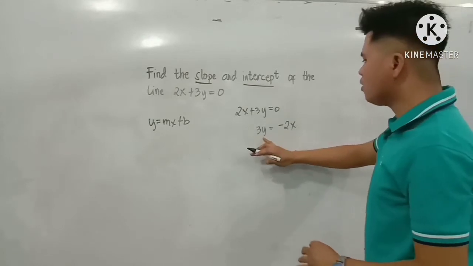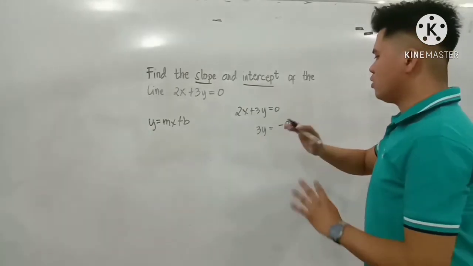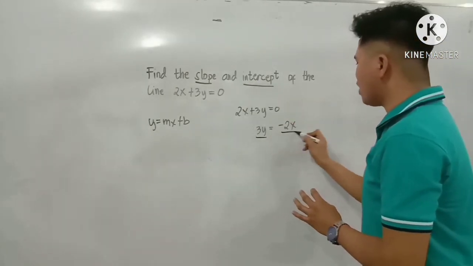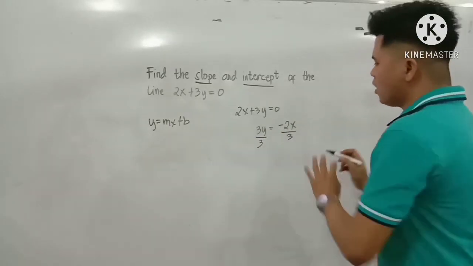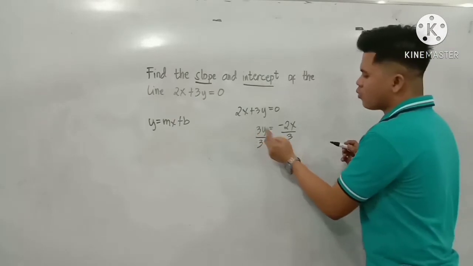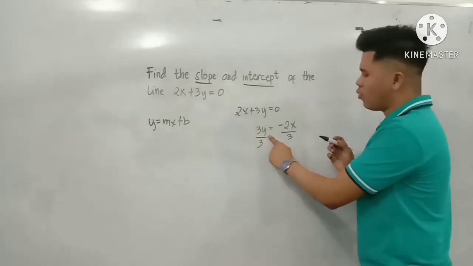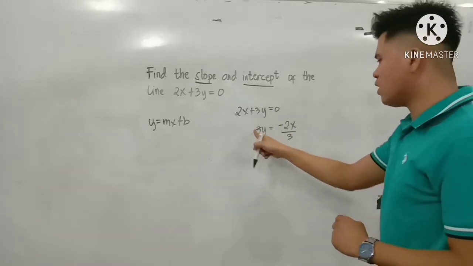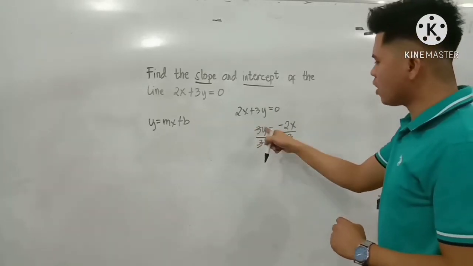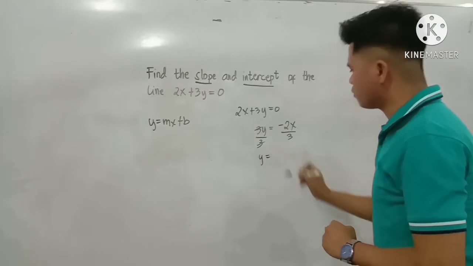Then, to find the y, simply, we have to divide both sides of the equation by 3. Why is it 3? It is because 3 is the coefficient of our variable y. So we simply cancel this one. It is because 3 divided by 3 is simply 1. Then 1 times y is simply y.